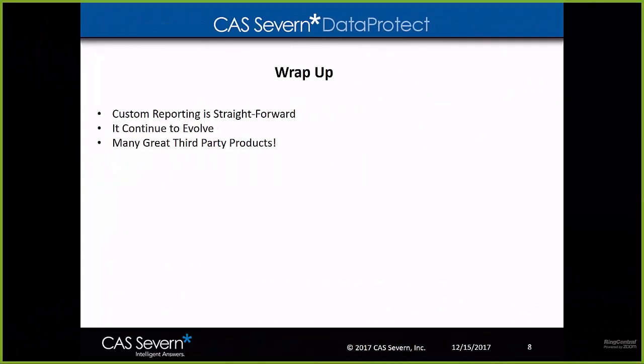As we wrap up, custom reporting is straightforward, as you can tell. Start with those examples from the Knowledge Center. It's going to continue to evolve using the template-based system that's going to begin in 8.1.4. If you do not want to use the Operations Center reporting, there are many great third-party products out there. Feel free to email us at CAS Severn, and we can help you with making some decisions when it comes to some of those third-party products.